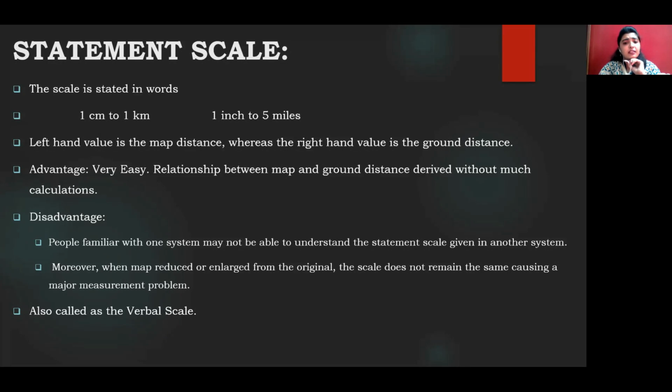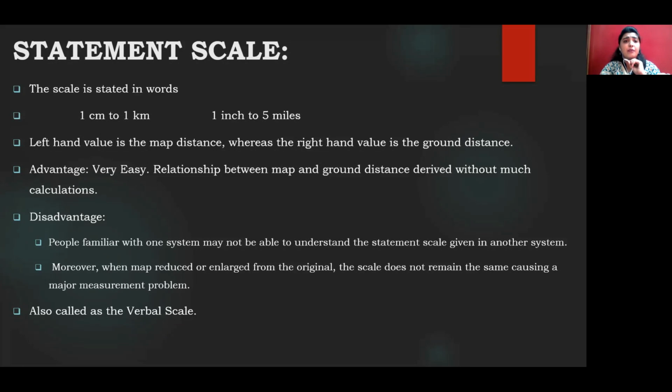But it also has certain disadvantages. The disadvantage is, if I'm only familiar with one system, which is centimeter to kilometer, then I won't be familiar with inches and miles. So understanding the scale if it is written in that system becomes difficult for me. So that disadvantage is there for the statement scale.